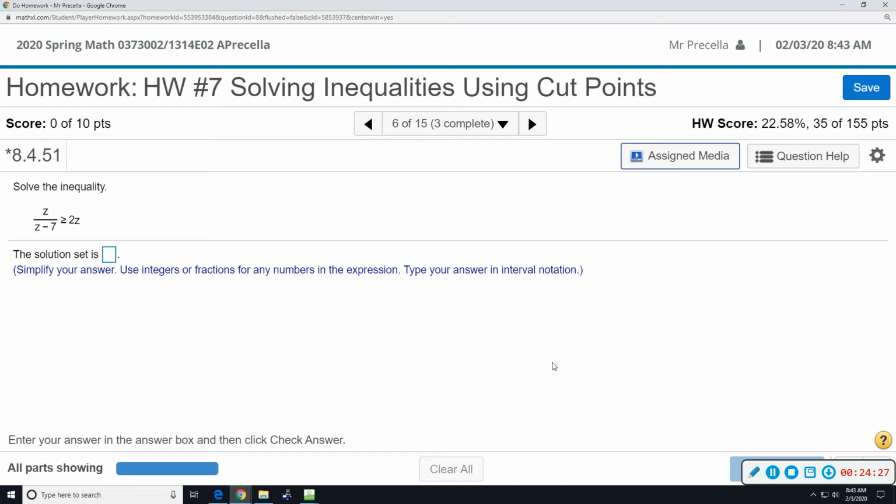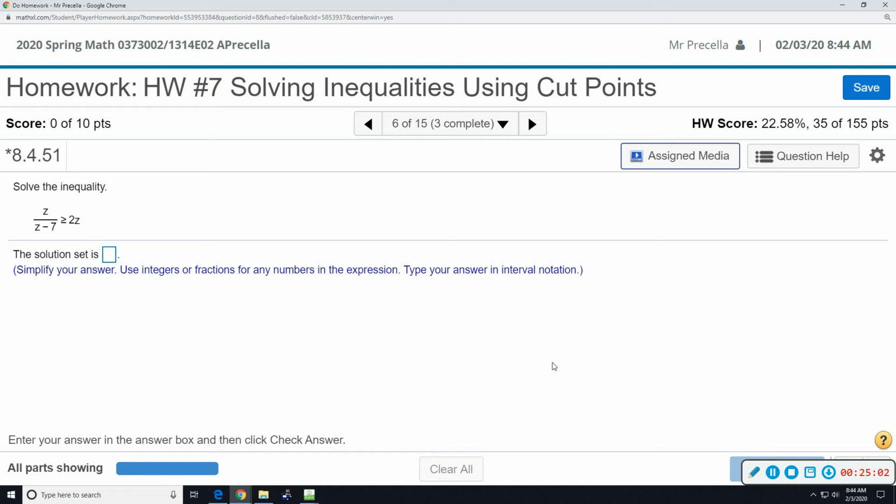And so, you're writing problem 6 down. Now this one is going to be involved. Is that a z? Okay. z over z minus 7 is greater than or equal to 2z. Is there going to be a denominator cut point on this one? Yes. Okay, how do I know? Well, there's a denominator.